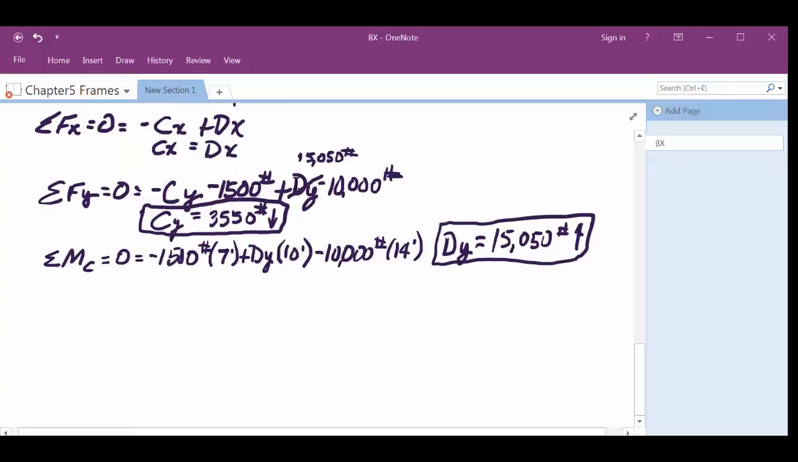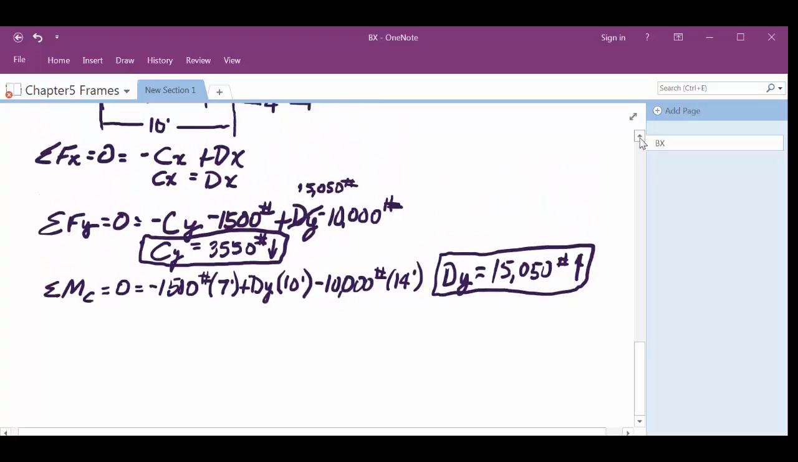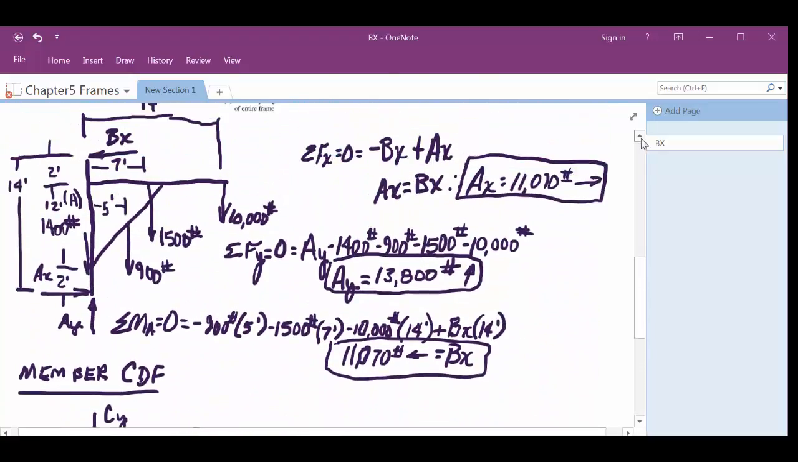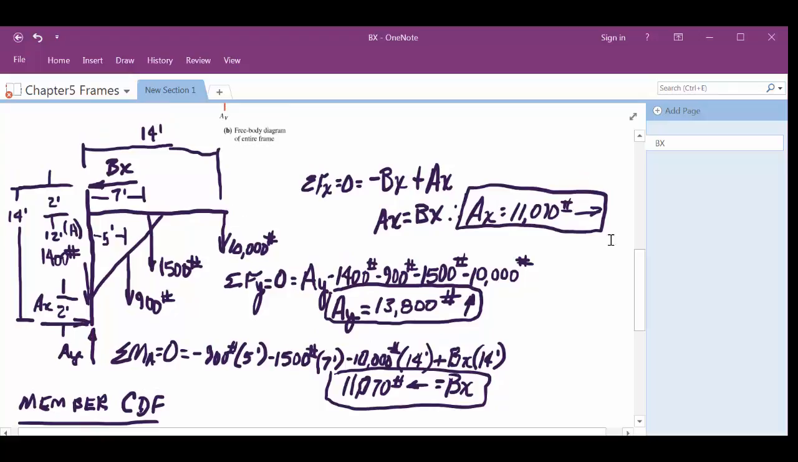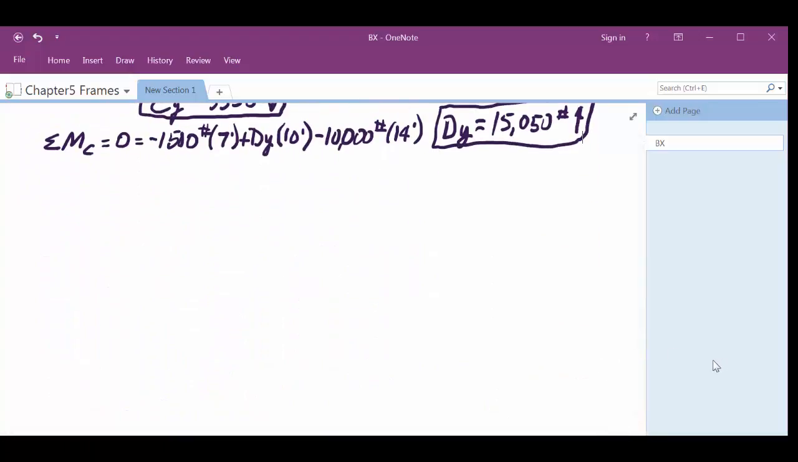Okay, so now we can't figure out what CX and DX are, so we just go to the next member. You could go in there and put those forces on there, but we really don't want to do that. So what are we going to go to next? Do we want to go to a post, or do we want to go to the brace? I'm thinking let's go to the post.